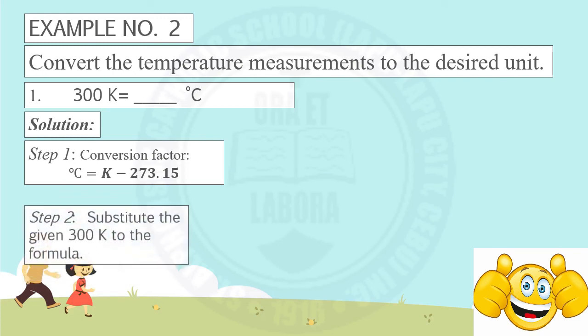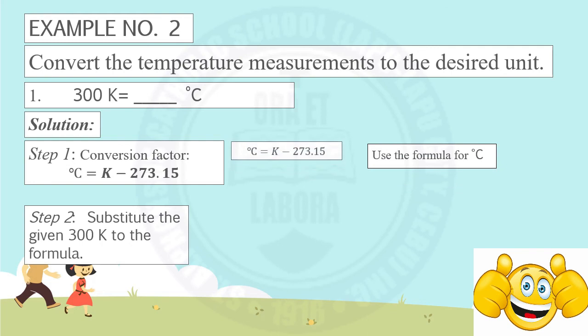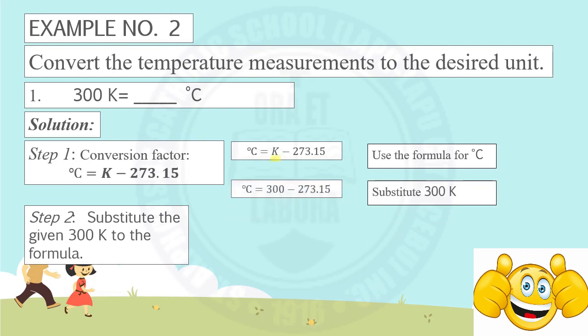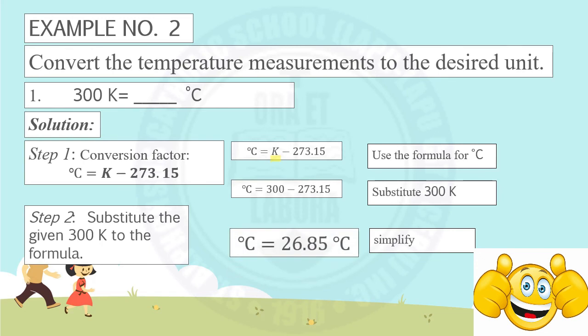Step 2. Substitute the given 300 Kelvin into the formula. So again, use the formula for degrees Celsius that has Kelvin. Degrees Celsius is equal to Kelvin minus 273.15. Substitute the value of Kelvin here. So degrees Celsius is equal to 300 minus 273.15. Then simplify. 300 minus 273.15 is equal to 26.85 degrees Celsius. And this will be our final answer.